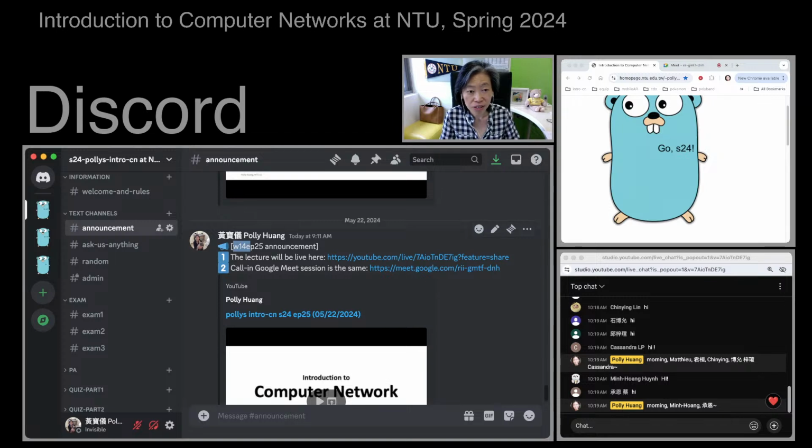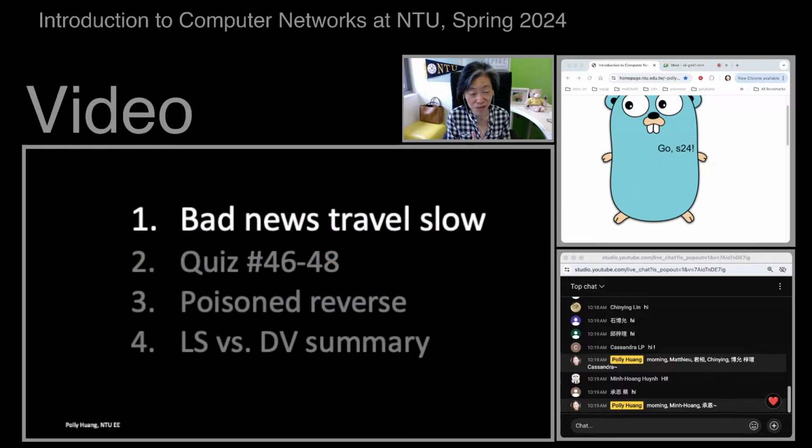In fact, today there's nothing more to say, except that let's go ahead and start with the topics. We do have quite a bit to go through today. Okay? The first is to wrap up distance vector routing. We'll talk about bad news travel slow. Yesterday we talked about good news travel fast.